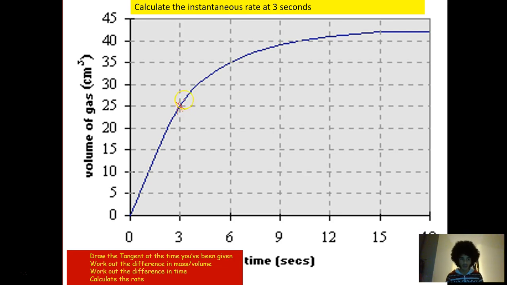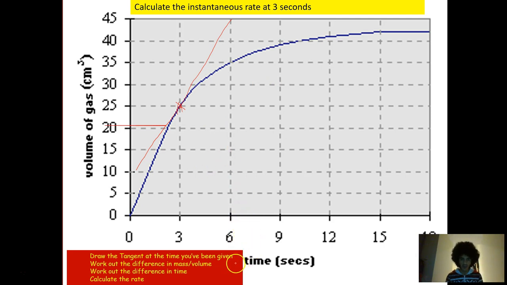Now, I don't have a ruler here, so it might look a bit rubbish, but I'm going to have a go at drawing as straight a line as possible. My pen's playing up, so I've got a weird spike there, but ignore that. And that more or less is my tangent. I know it doesn't look very good, but you would draw a better one with a ruler. Now, once you've drawn your tangent, you can then do the next few steps.